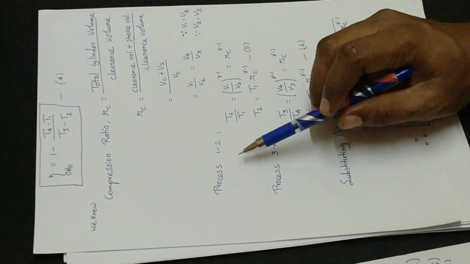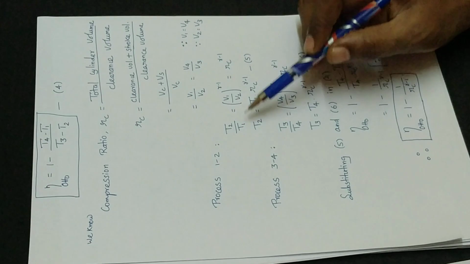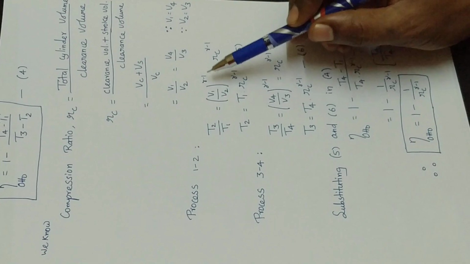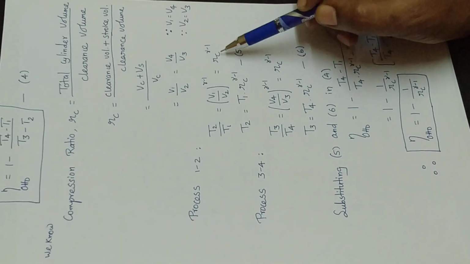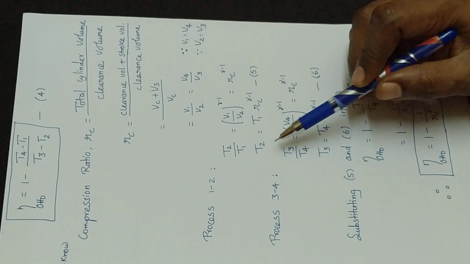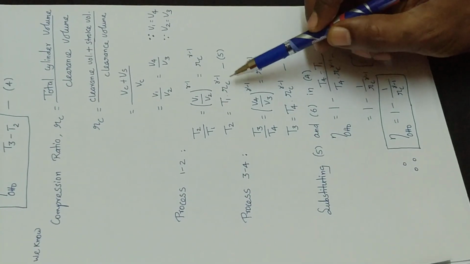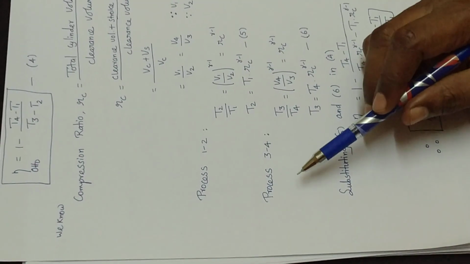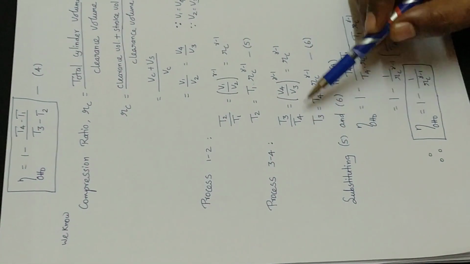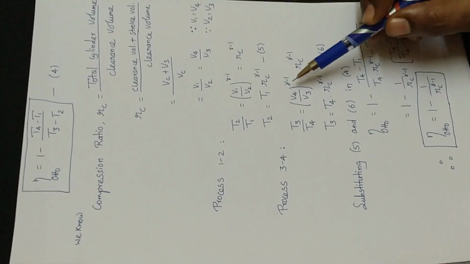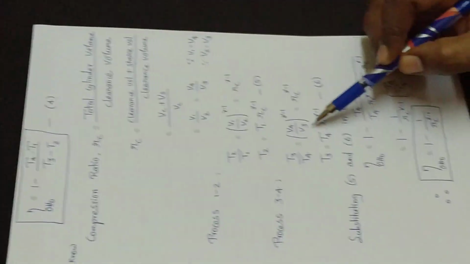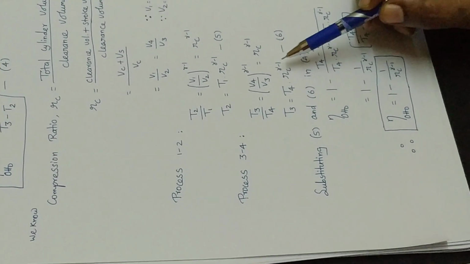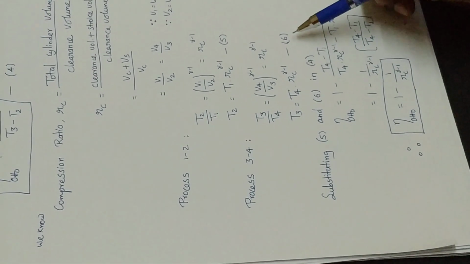Now when we consider the process 1 to 2, the relationship between temperature and volume is T2 by T1 equal to (V1 by V2) power gamma minus 1, and V1 by V2 is nothing but Rc, the compression ratio. Therefore we get T2 is equal to T1 into Rc power gamma minus 1. Let us take this as equation 5. Now when we consider the process 3 to 4, T3 by T4 is equal to (V4 by V3) power gamma minus 1. This V4 by V3 is nothing but Rc. Therefore we get T3 is equal to T4 into Rc power gamma minus 1. Let us take this as equation 6.